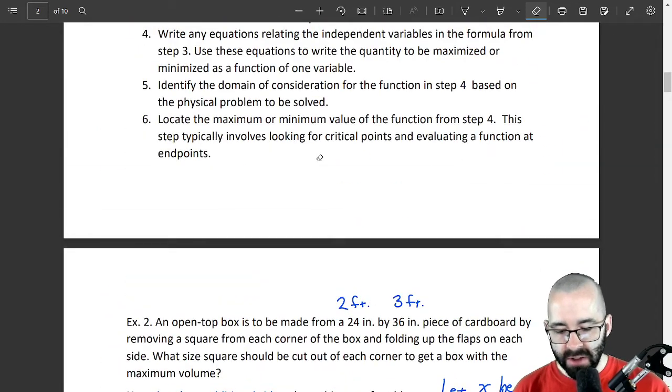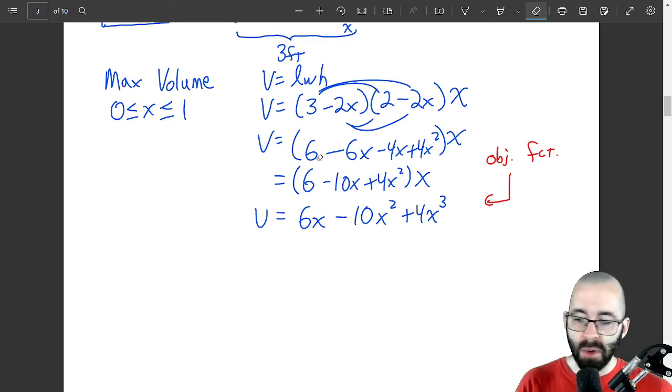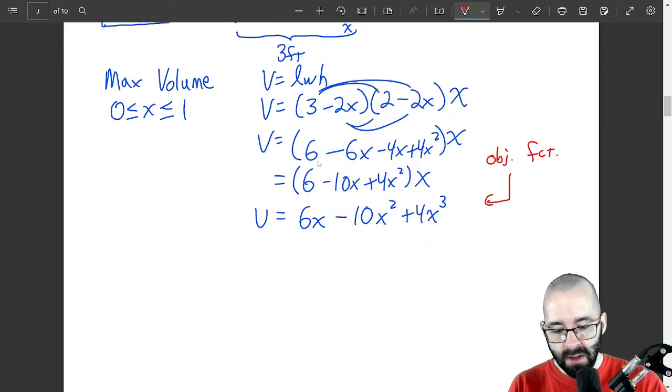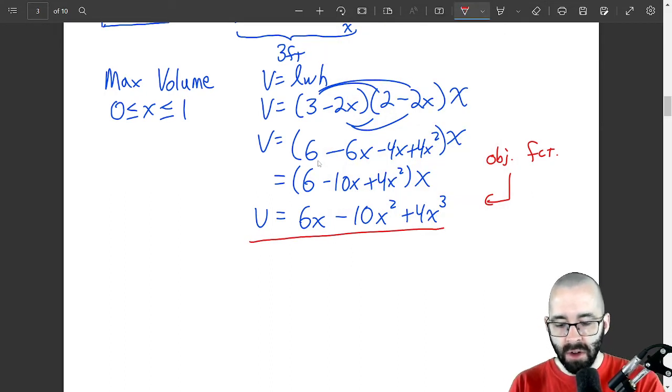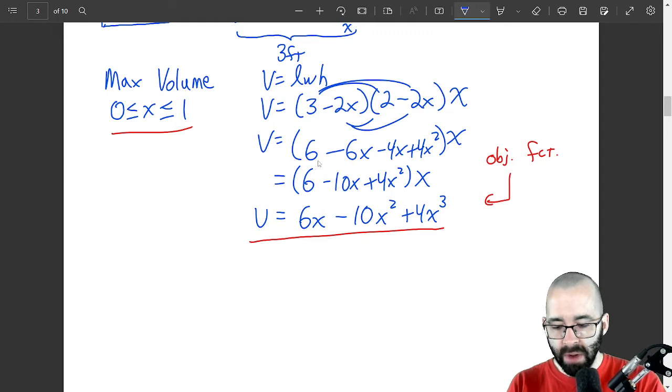And then step 6, locate the max or min value of the function from step 4. So again, this is the hard part. This is the 4.7 part. We're done with the 4.7 part. All that's left is to find the global extrema of this function on this domain. So what are we going to do? We're going to check the endpoints.